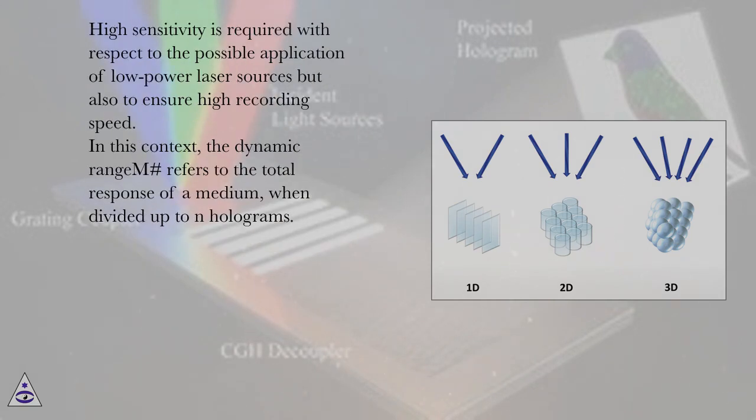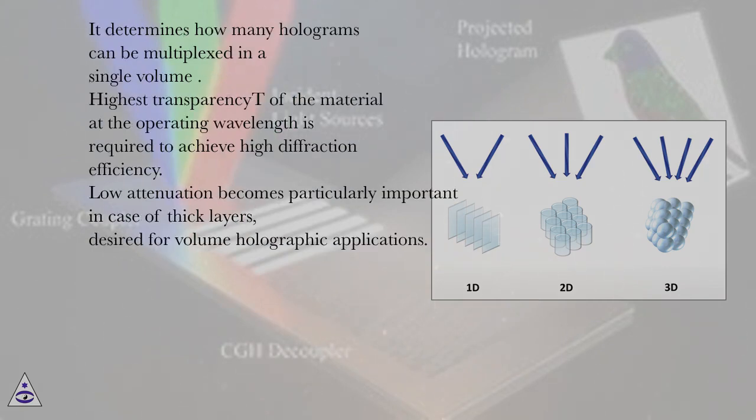High sensitivity is required with respect to the possible application of low-power laser sources but also to ensure high recording speed. In this context, the dynamic range M# refers to the total response of a medium, when divided up to N holograms. It determines how many holograms can be multiplexed in a single volume.